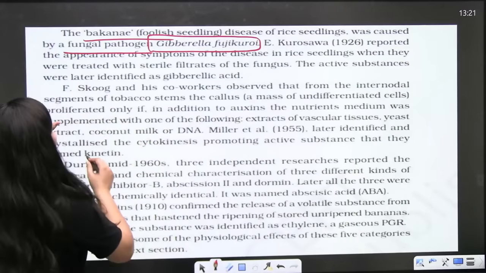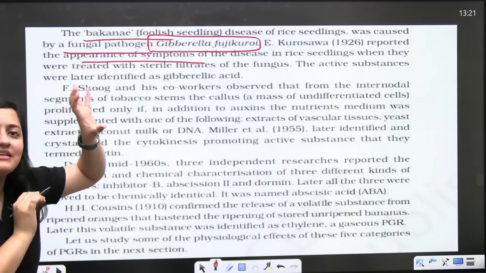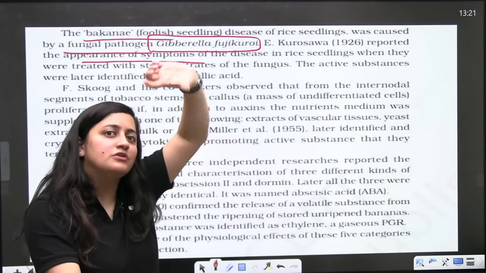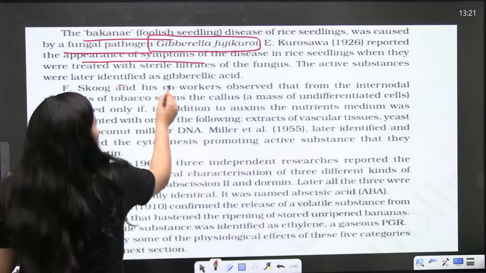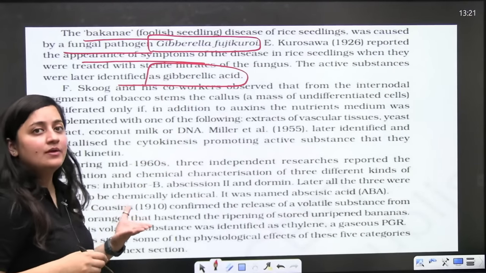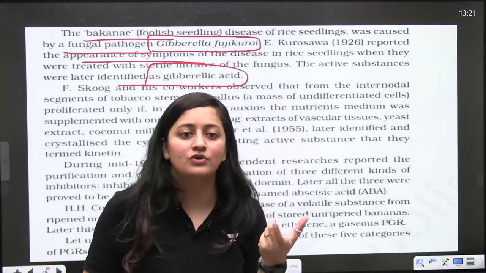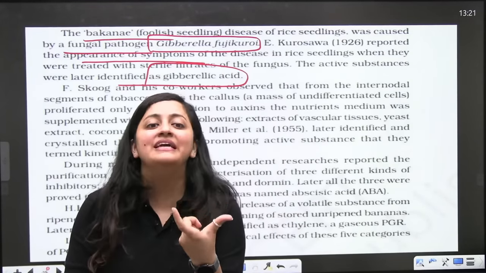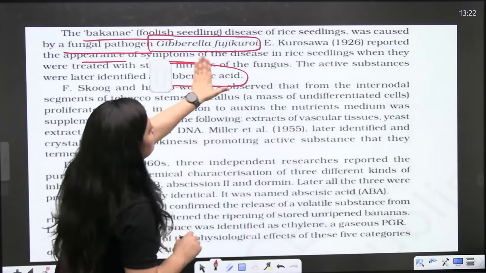So, Kurosawa reported that it is because of some chemical. The fungus is releasing a particular chemical, which is responsible for this growth. When it was later isolated, which chemical was there? Gibberellic acid. Now you know, more than 100 gibberellic acids are there. So it was gibberellic acid. Terpenes they are basically.